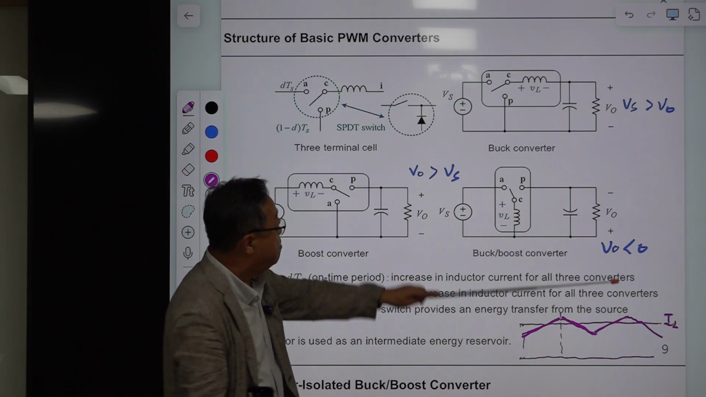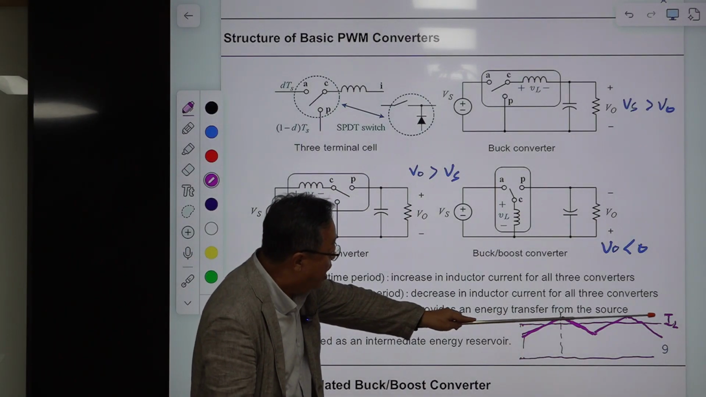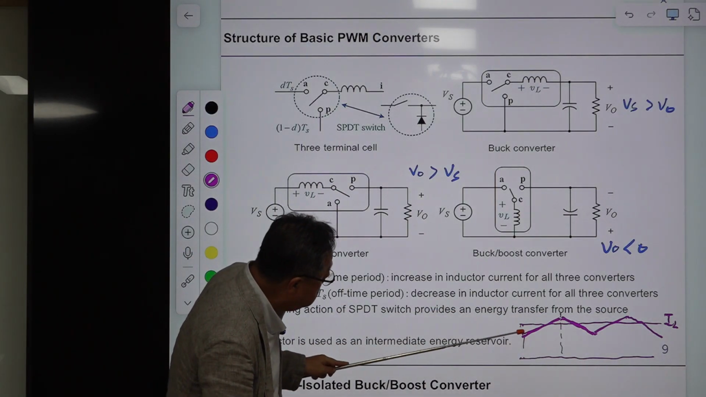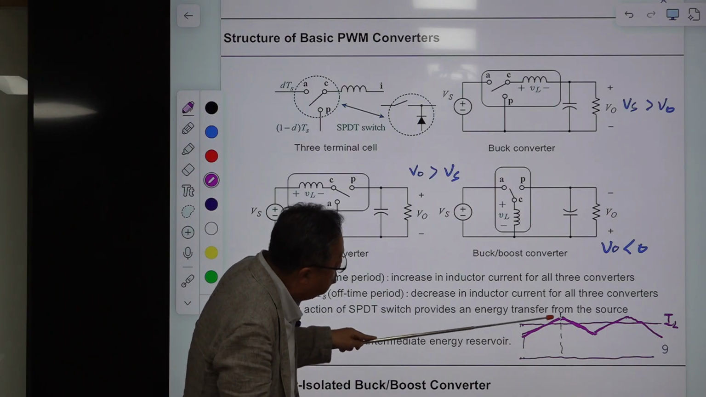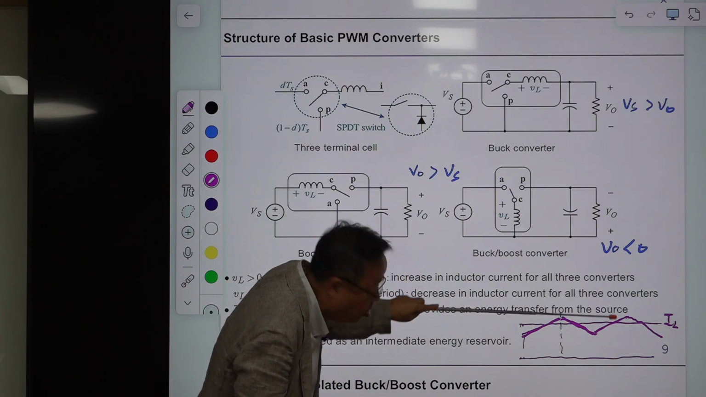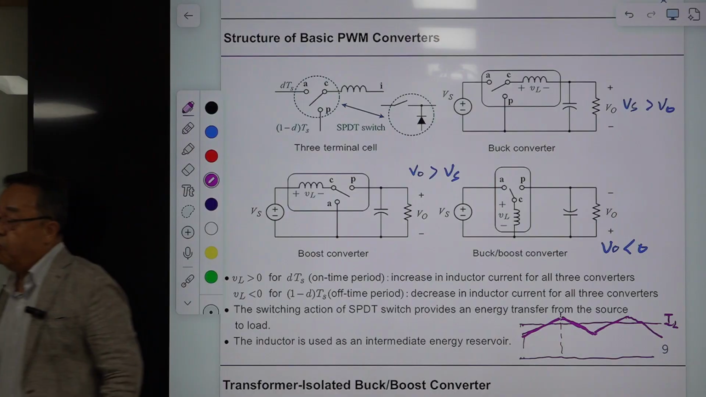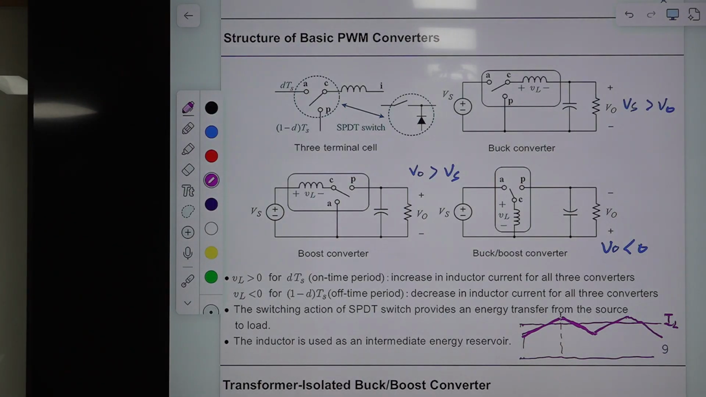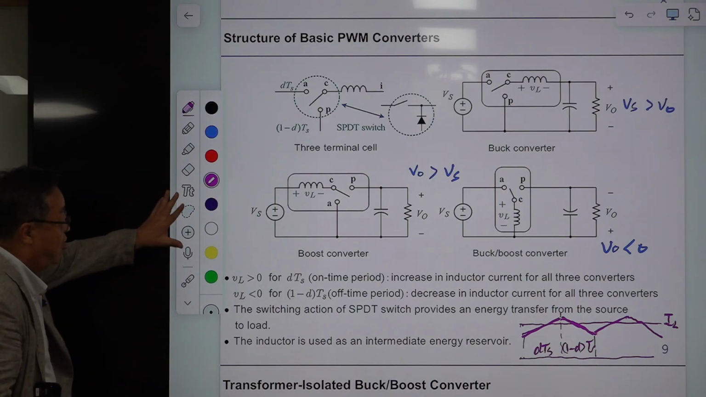There is some average value, and it starts below the average, goes above the average, and comes back up like that. During this period is the DTs period, and this is the 1 minus D Ts period. Because of this, power conversion is possible, right? This SPT is switched in this fashion.